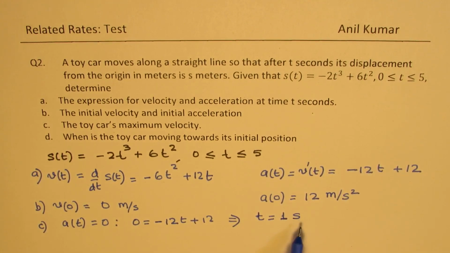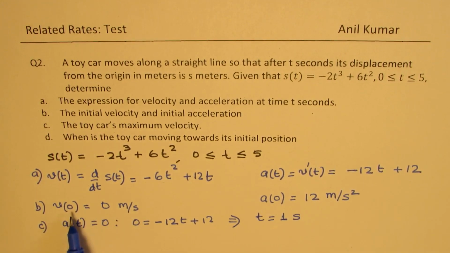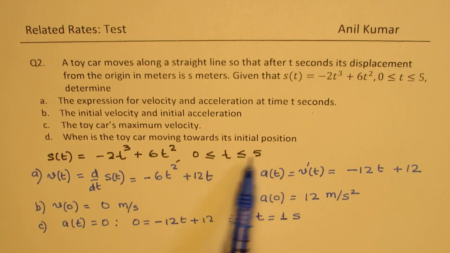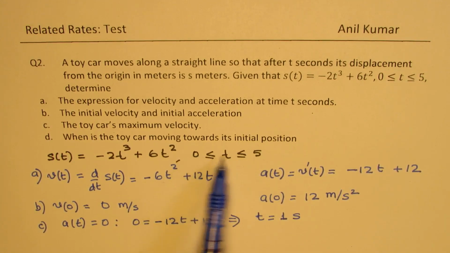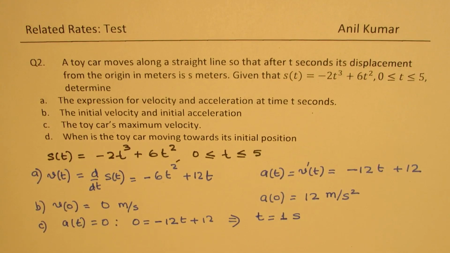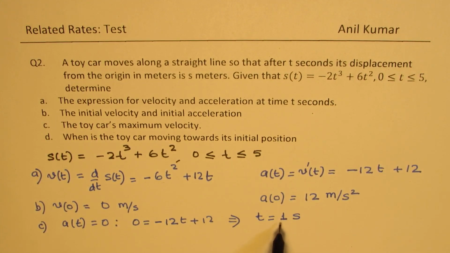Now we need to verify whether at this critical number we have a maximum velocity or a minimum velocity, right? So that is what you need to check. Since you are also given a boundary condition, you can also check with the boundary condition in this particular case, right? There's only one critical number at this stage. So what we will do here is check the velocity at t equals 1, 0 and 5.